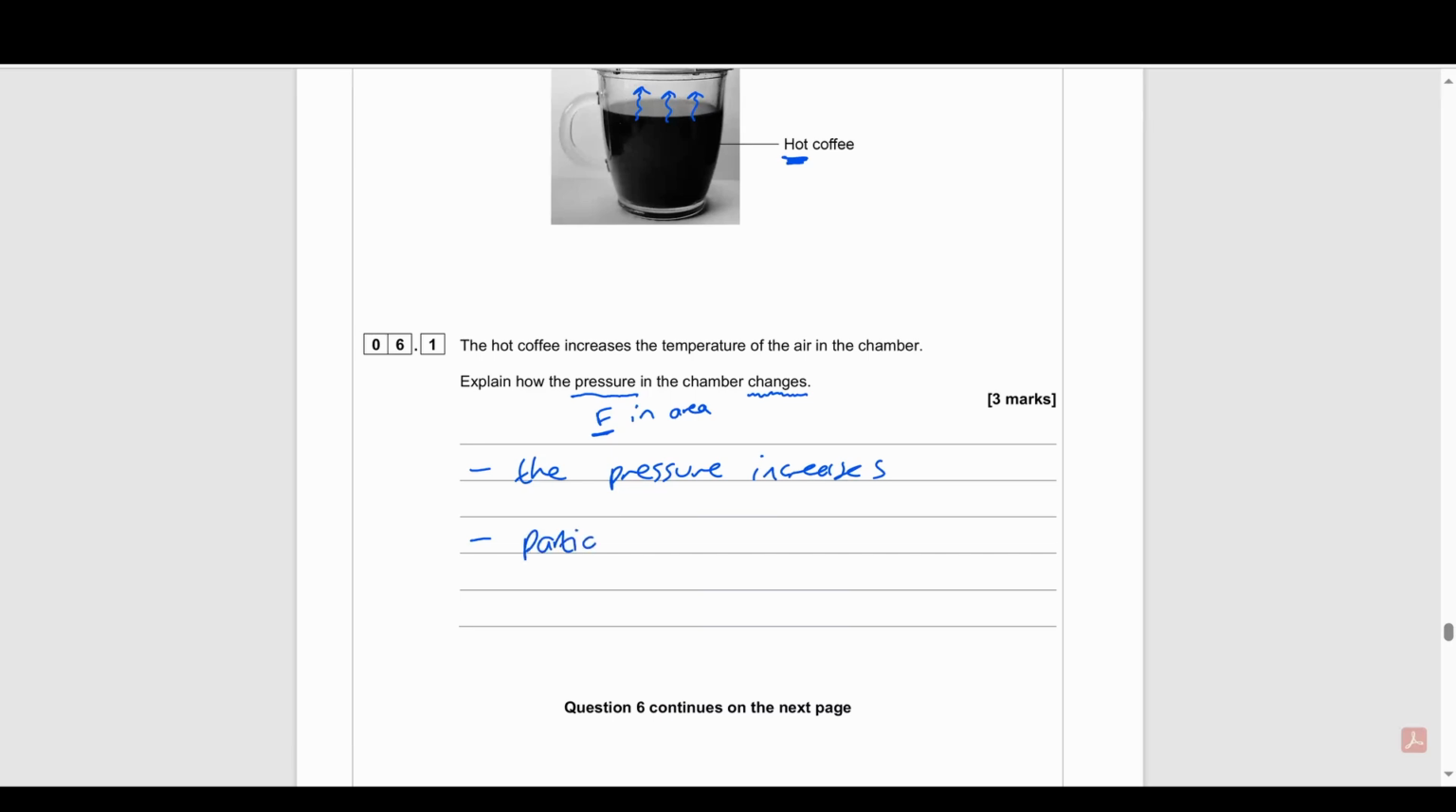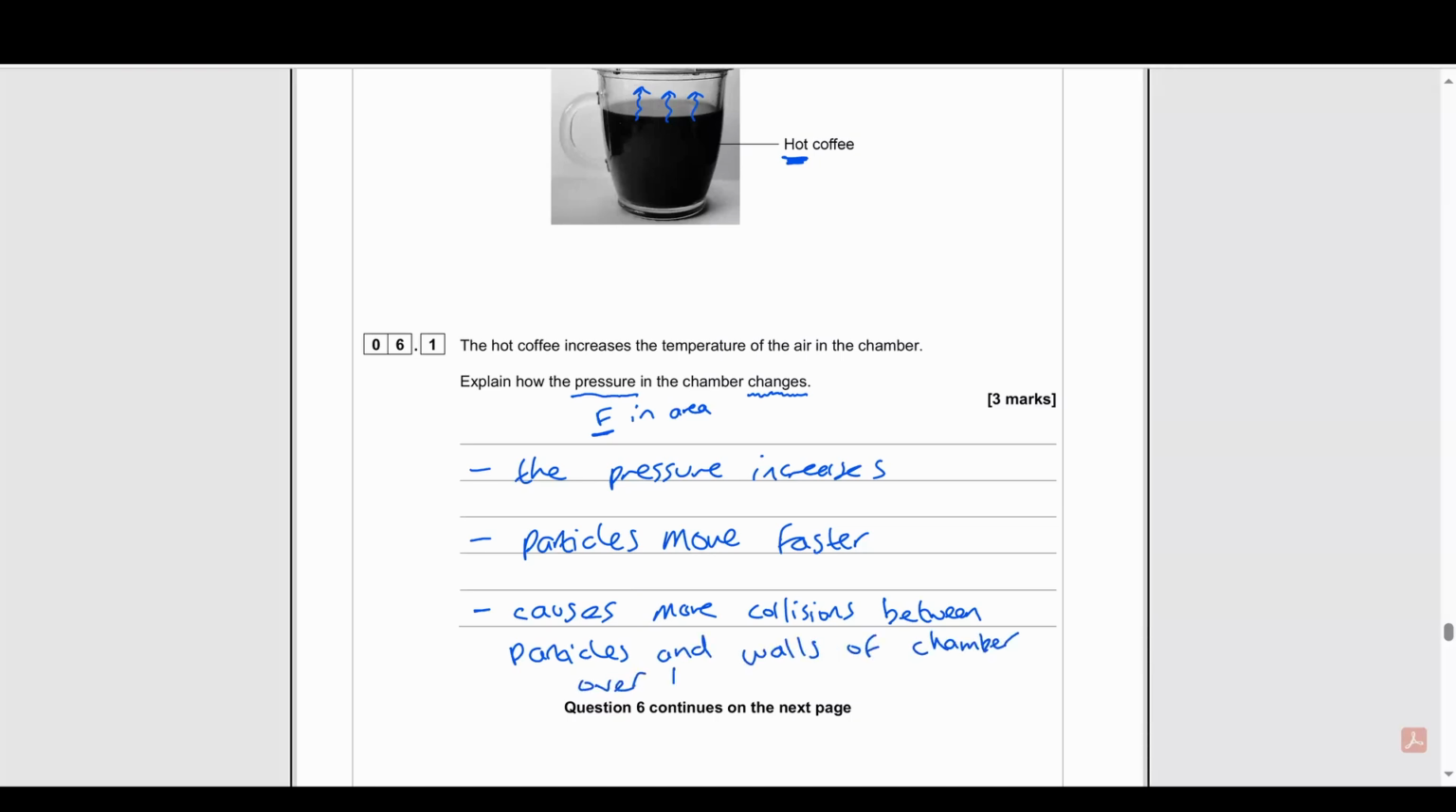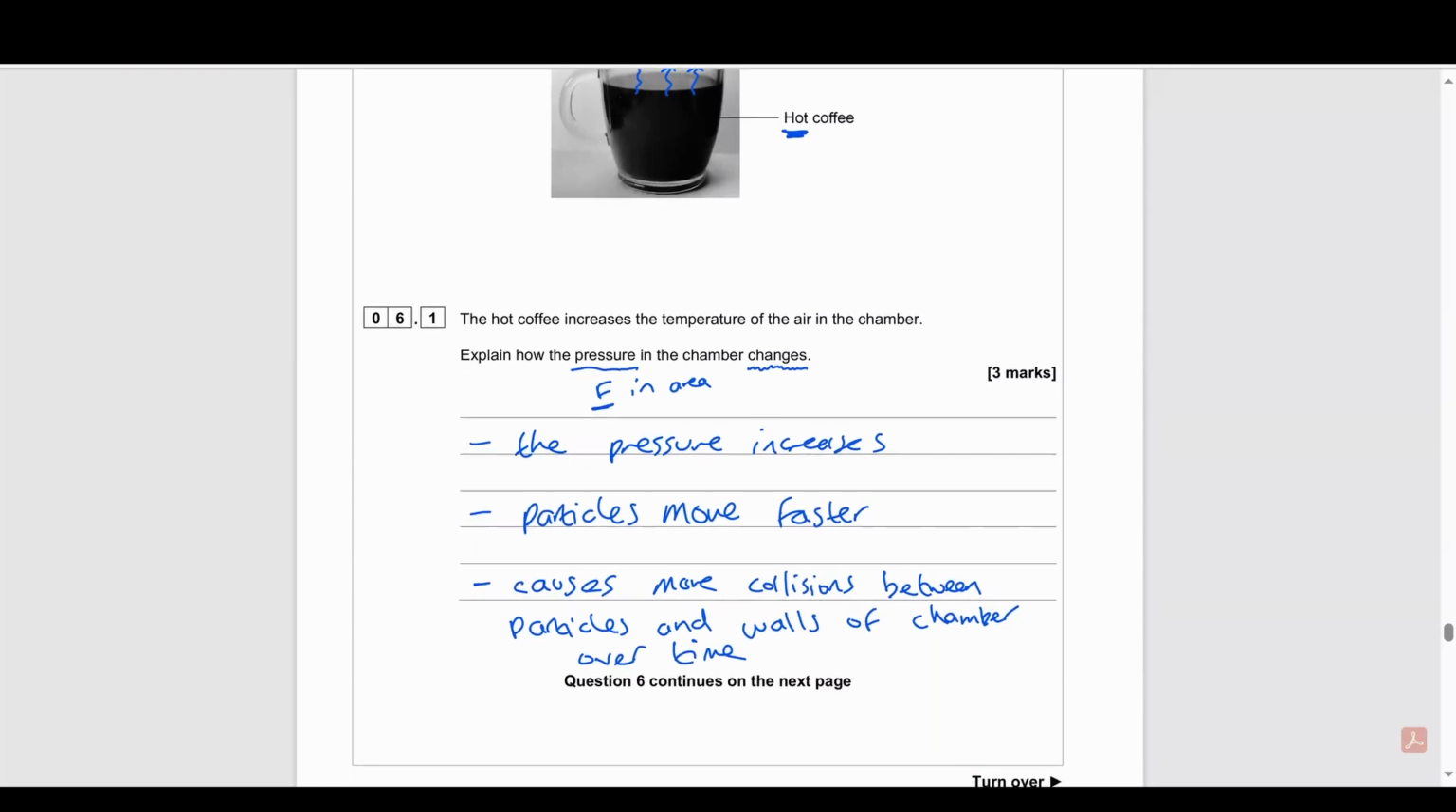Now, why is the pressure increasing? Remember, it's to do with the particles moving faster. Remember, if they're moving faster, that means that they have increased kinetic energy. And then what happens when these particles move faster? This causes greater collisions to occur in a certain period of time.